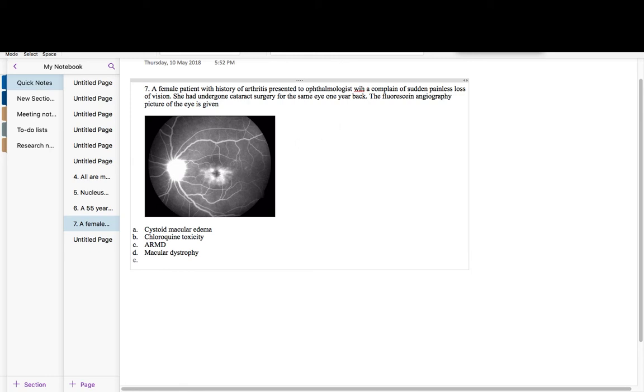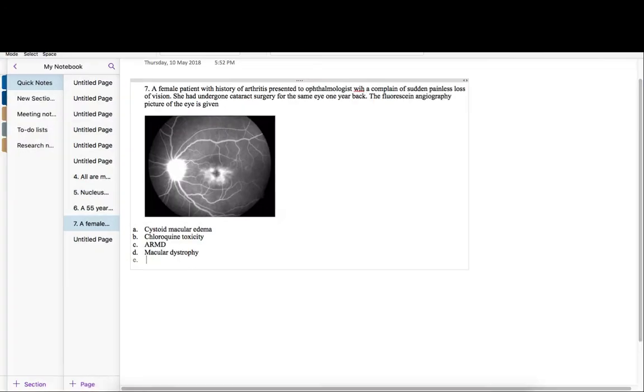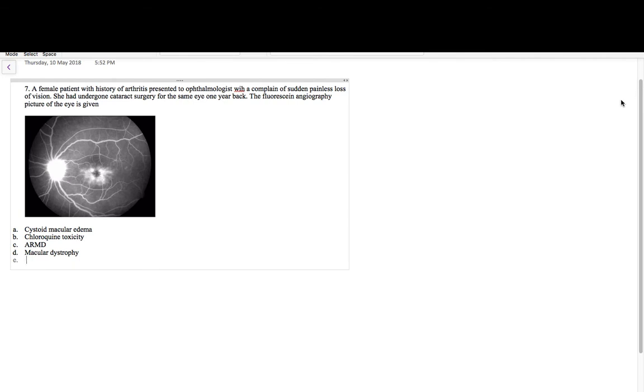So our next question was: a female patient with history of arthritis presented to an ophthalmologist with the complaint of sudden painless loss of vision. She had undergone cataract surgery for the same eye 1 year back. The fluorescein angiography picture as seen in the figure is given and they have asked for the differential diagnosis in this patient.